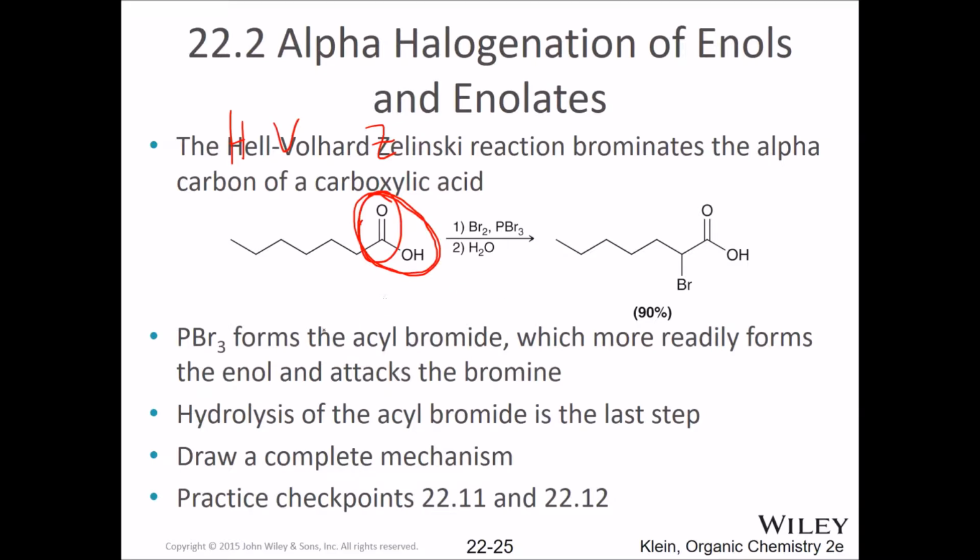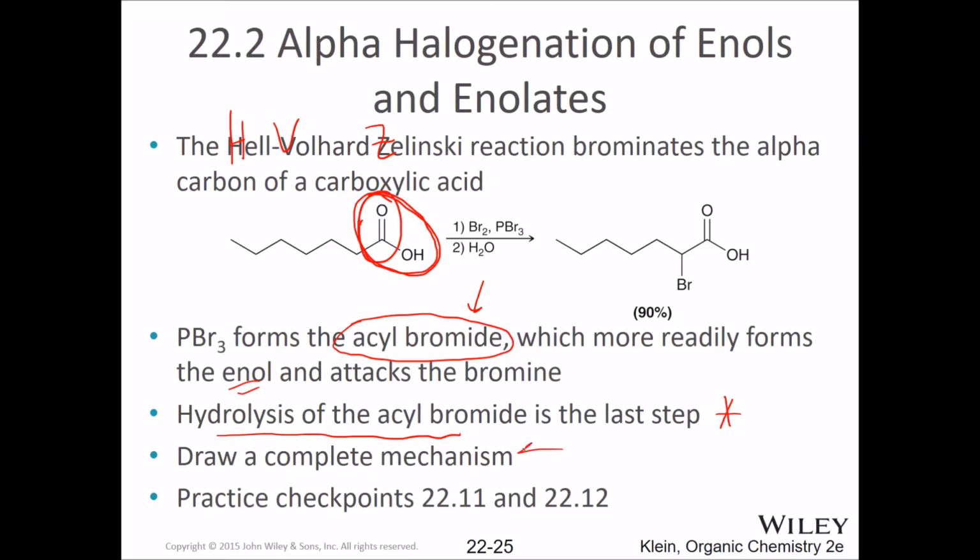All right, so first of all, the phosphorus tribromide forms the acyl bromide. What is that? Please pause the video and draw the structure of that, the acyl bromide. If you don't know, please consider Googling it. It's going to help you. Search for that. What is an acyl bromide? So, phosphorus tribromide forms the acyl bromide, which more readily forms the enol, and attacks the bromine. That's great. Finally, we hydrolyze the acyl bromide.